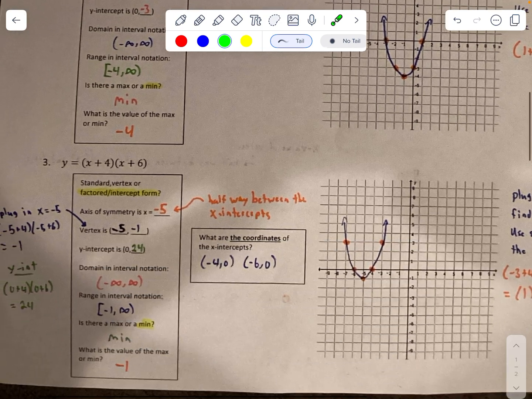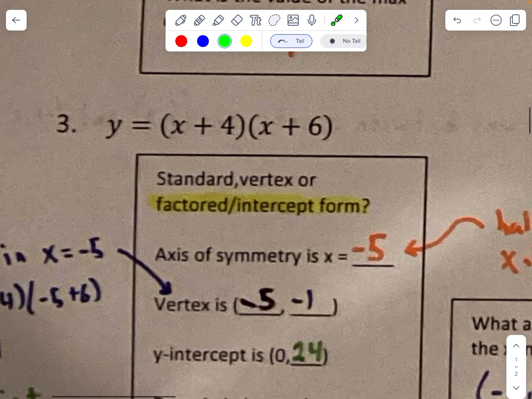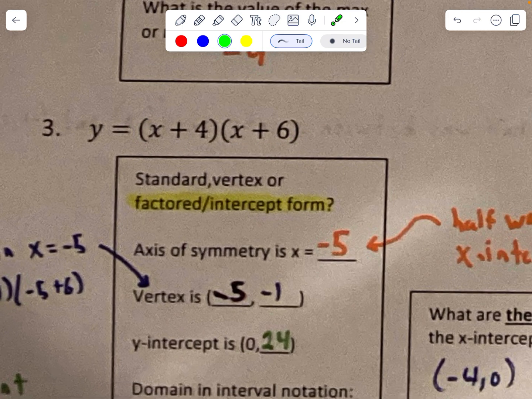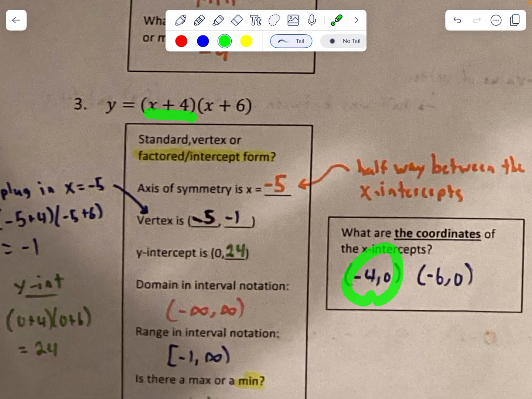Okay. On the next problem, you should know that this is factored or intercept form. So just by looking at this, we know the x-intercepts are whatever make our bubbles equal 0. So try not to fall into the trap of thinking that this one you get 4 and this one you get 6. Because if you plug in 4, 4 plus 4 is 8. You're supposed to get 0. That's why it's -4. And that's why this one is -6, 0 for our x-intercepts.